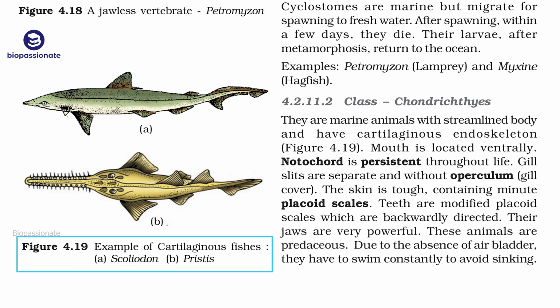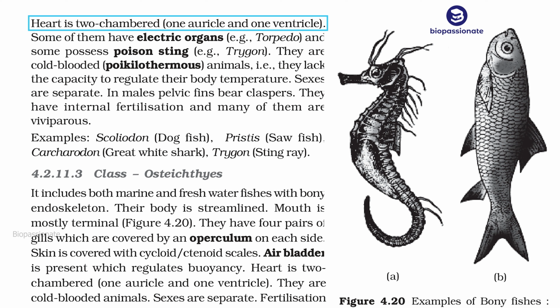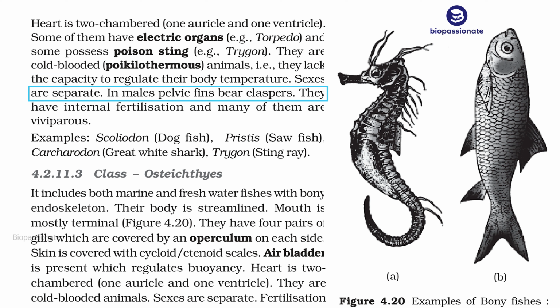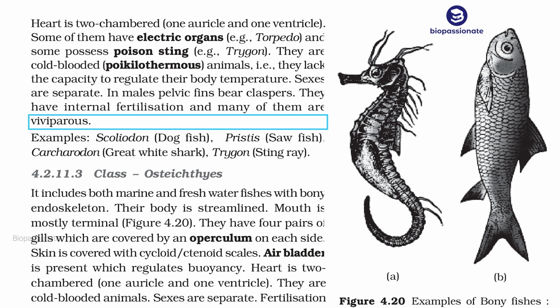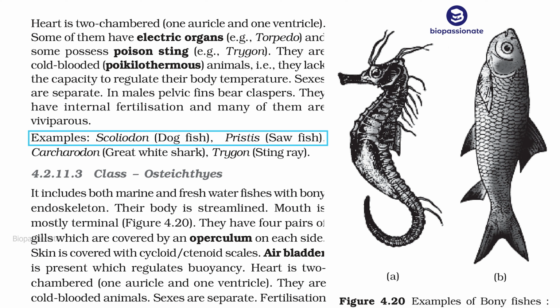Figure 4.19, examples of cartilaginous fishes: A. Scoliodon, B. Pristis. Heart is two-chambered, one auricle and one ventricle. Some of them have electric organs, for example, Torpedo, and some possess poison sting, for example, Trygon. They are cold-blooded, poikilothermous animals. That is, they lack the capacity to regulate their body temperature. Sexes are separate. In males, pelvic fins bear claspers. They have internal fertilization, and many of them are viviparous. Examples: Scoliodon, dogfish; Pristis, sawfish; Carcharodon, great white shark; Trygon, stingray.